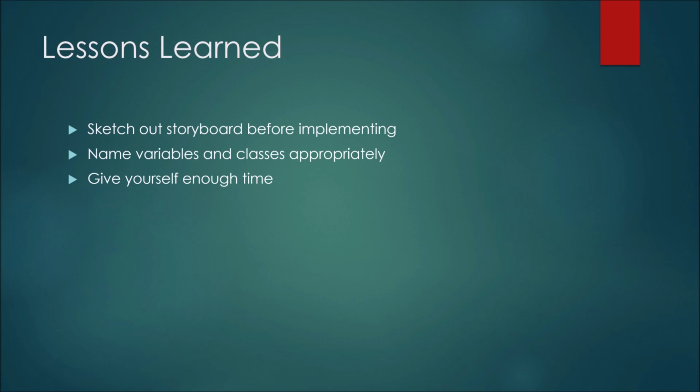Some of the lessons I learned while creating this app was it's very helpful to sketch out the storyboard before implementing all of the views because there are a lot of different views and it can be complicated to start implementing it all at once without having a plan of what you want the entire app to look like. Another thing I learned was that it's very important to name variables and classes appropriately because there were a lot of different functions and classes, and if I didn't name them or put them in folders and keep them organized, it became very confusing. And lastly, to give yourself enough time because when creating an app that was very complex, it took a lot of time.